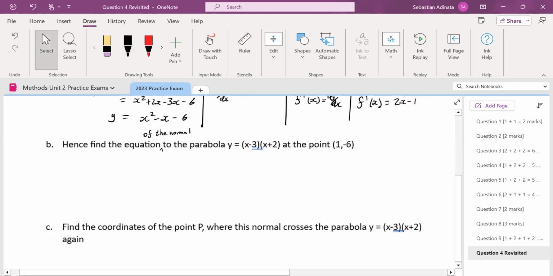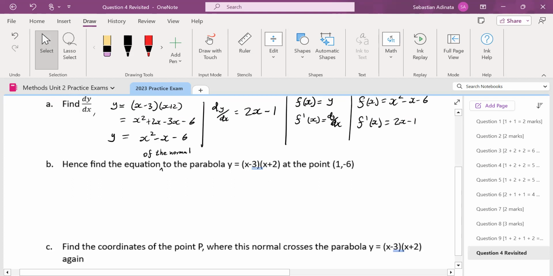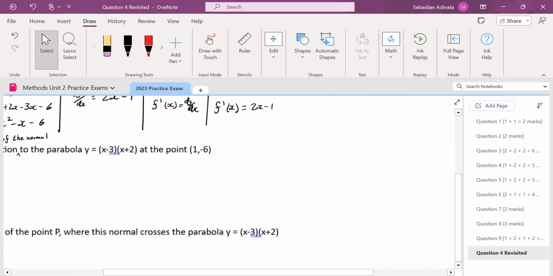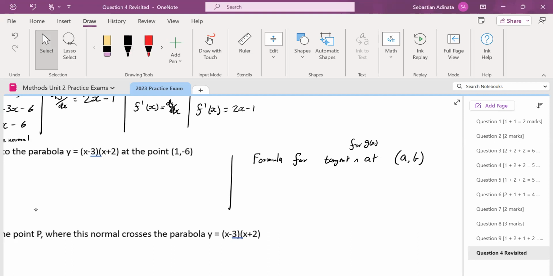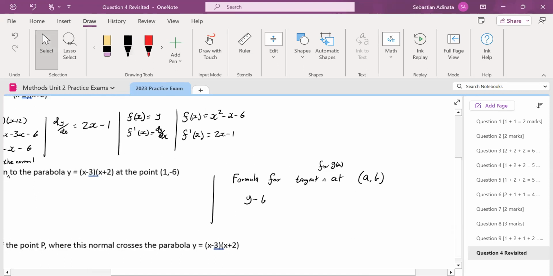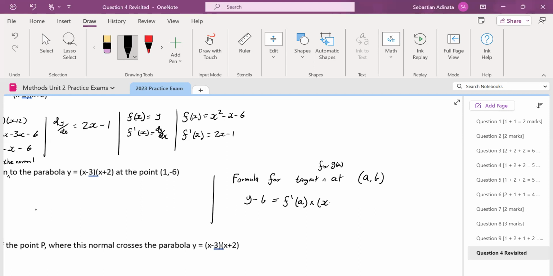Now, before we get into the B, let's start off with the formulas for tangent at, we'll call it AB. We'll call it g of x for now. So g of x at AB, where AB could be like 2 and 5. In this case, it's 1 and negative 6. But we'll use the letters for simplicity. Basically, it's going to be y minus b is equal to f dash of a multiplied by x minus a.